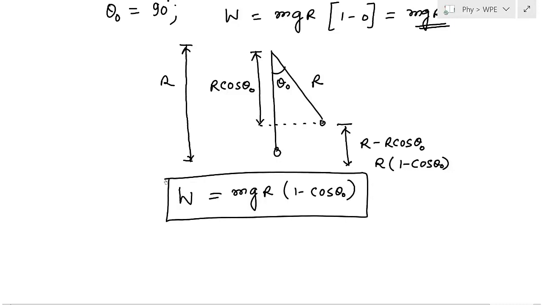So basically you can also calculate the work done directly using the change in potential energy, but that is a part of a different chapter. In this chapter we learned how we can calculate work done using the formula F dot dl.